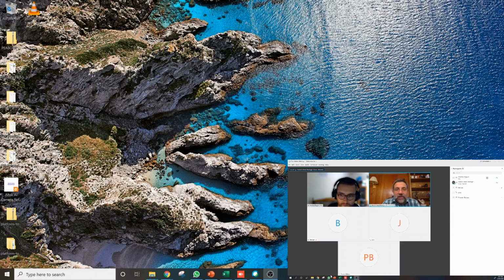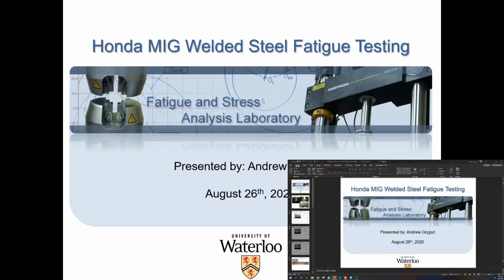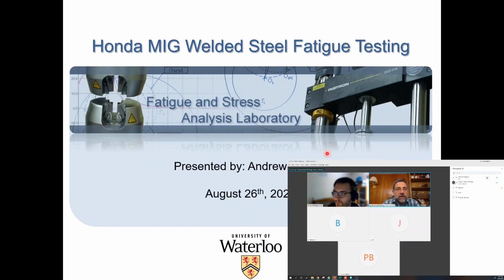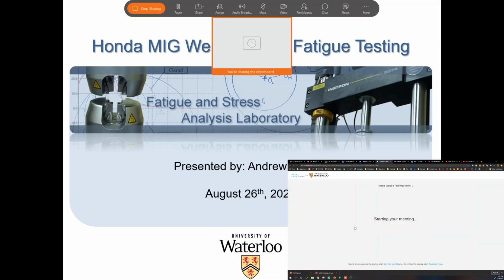Okay, if we all are ready, I think the plan is that Andrew will update us on the progress that has been made on the MIG weld testing. Then we can briefly talk about measurement of residual stresses on those samples, and then, of course, the main topic would be looking into the testing of case-hardened bolts. So if you agree to that, we can ask Andrew to take over and give us an update on the measurements.